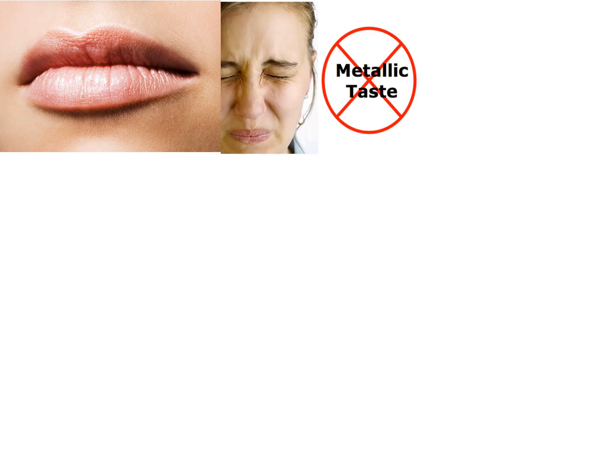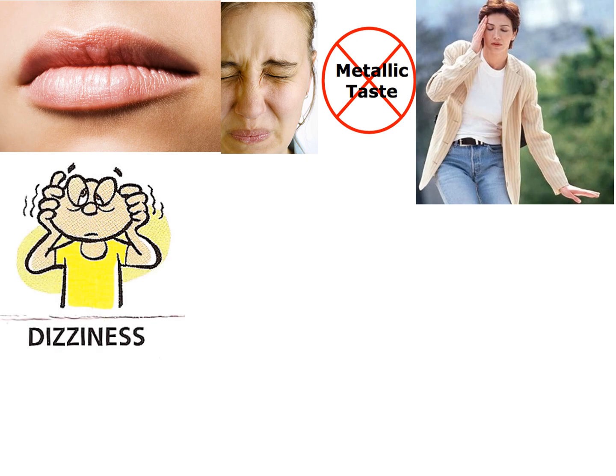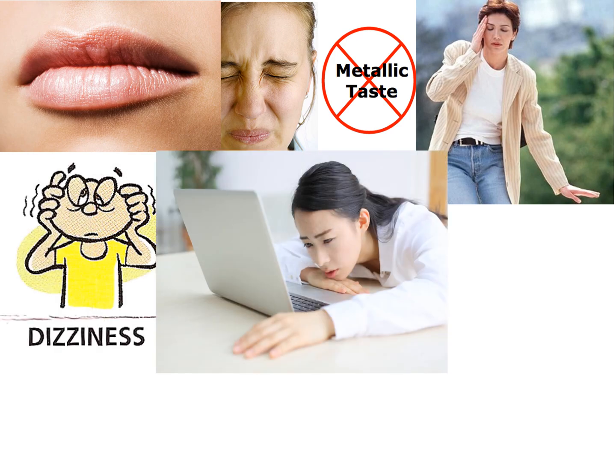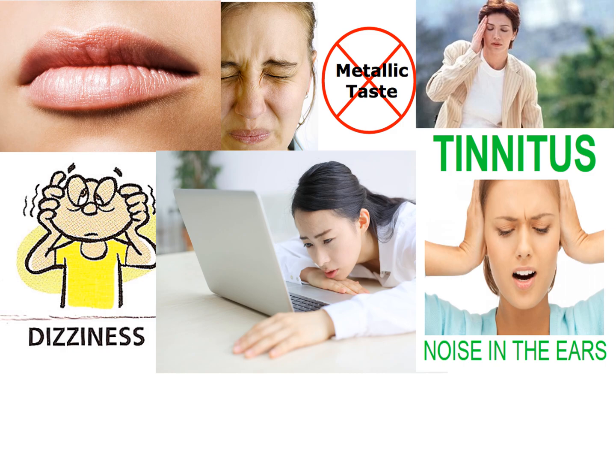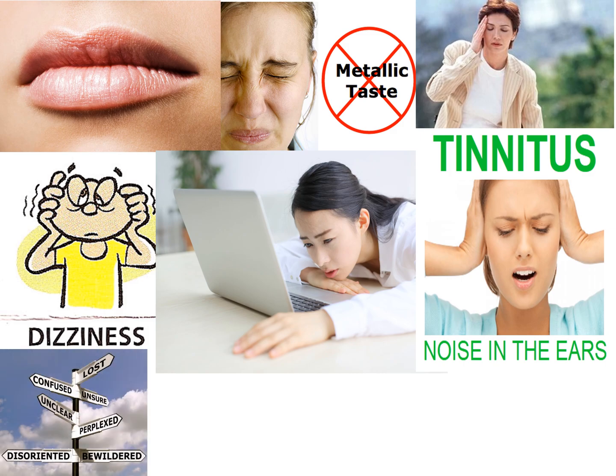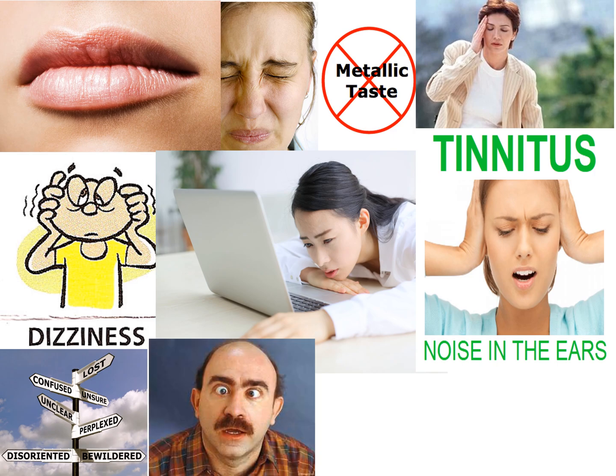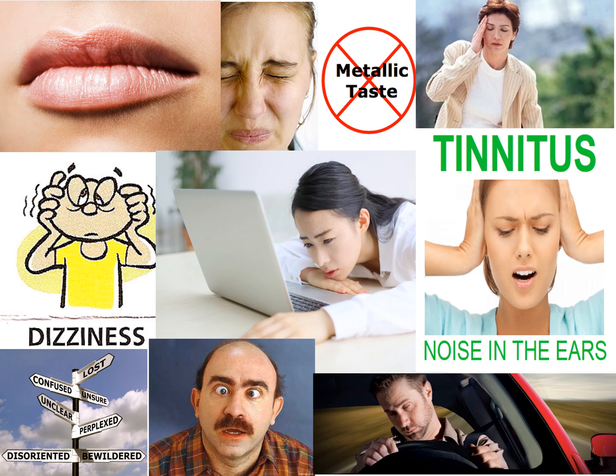And now for the toxicity or side effects that are present with the different types of local anesthetic agent. We have circumoral or tongue numbness. We have the metallic taste, the dizziness, difficulty focusing, noise in the ears, disorientation or confusion, and drowsiness.